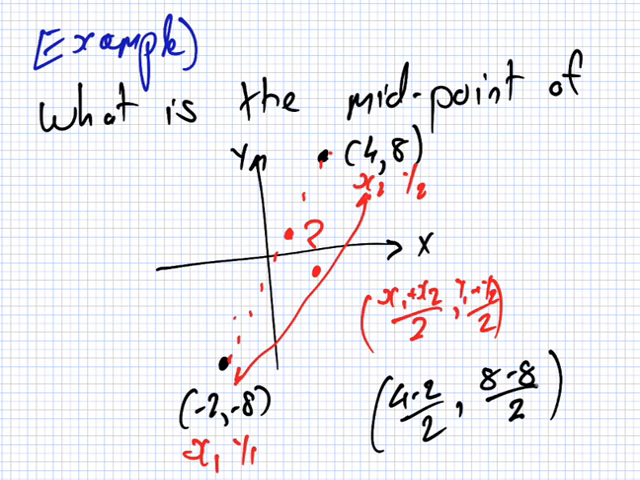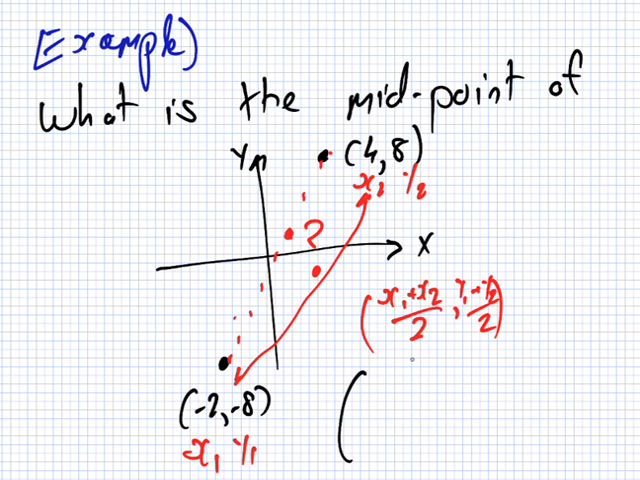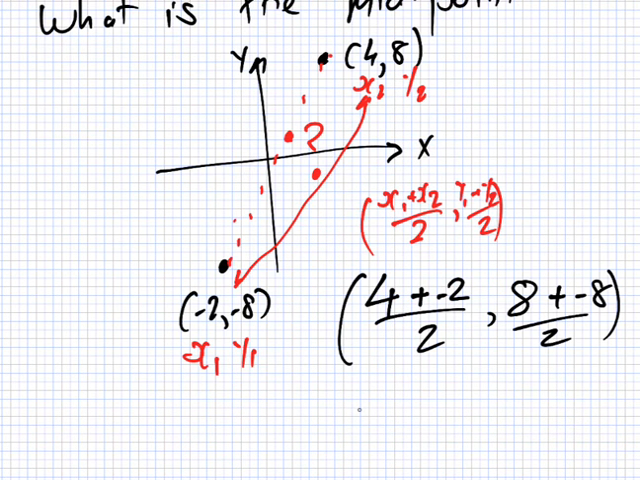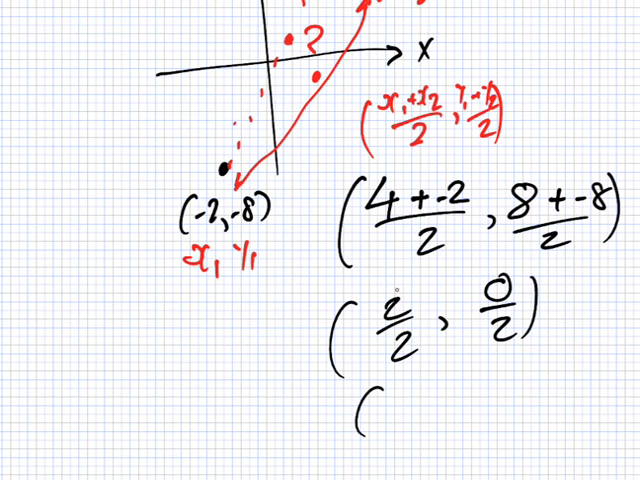Trust me, I know what I'm doing. For the midpoint, watch carefully. 4 plus -2 over 2. 8 plus -8 over 2. Okay, so it's alright. 2 over 2, and here, 0 over 2. So what do I get here?